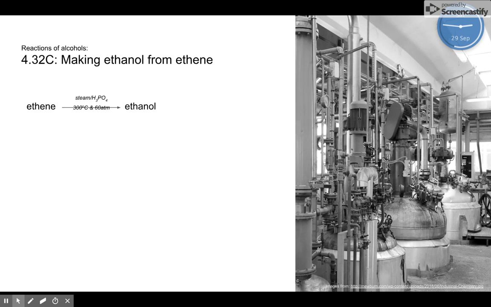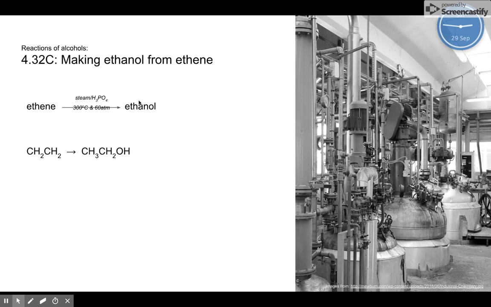Here we go. So the idea is you react the ethene with steam. This stuff here is phosphoric acid, H3PO4, and the temperature is 300 degrees Celsius and 60 atmospheres. You can see here the temperature is quite high and the pressure is quite high, which means hopefully this is going to be quite a quick reaction. I'll come back to that later.